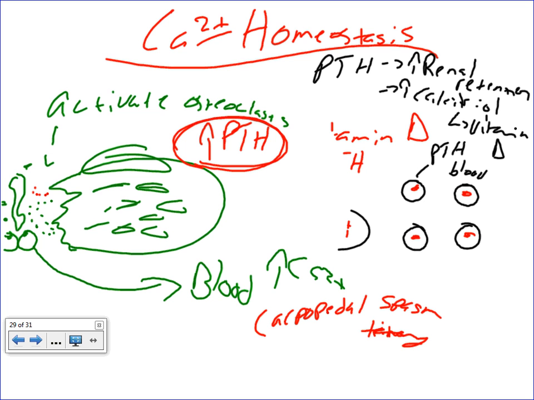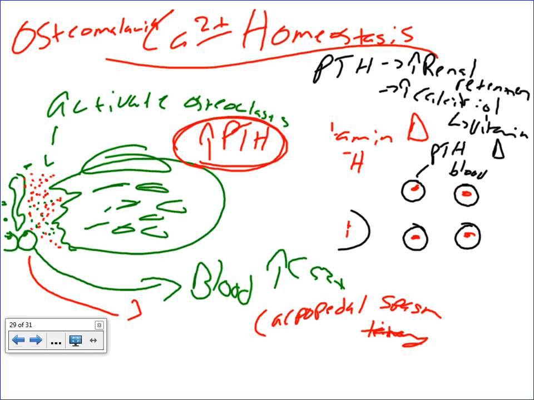Okay, now you have more osteoclast activity. So you have too many cells excreting too much acid into the bony environment, and you're releasing too much calcium. As more and more calcium salts leave the bone, you lower the bone density, and that's going to make the bones a lot more soft. So you'll develop something called osteomalacia.